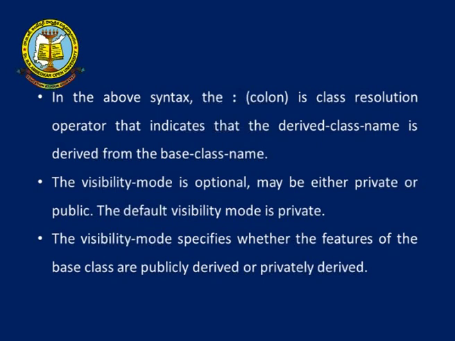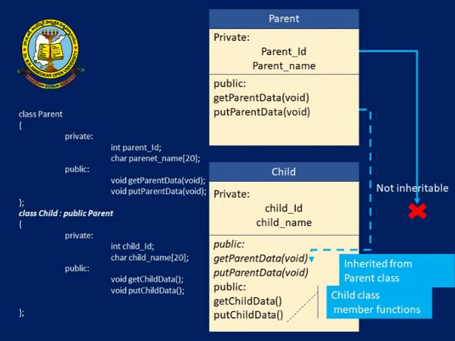Here the public visibility allows you to access the members of a class outside the class also. That is the main purpose of public visibility. Later on we will try to understand all these visibilities and the different types of derivations, that means public derivation, private derivation and protected derivation. Let us see this example.